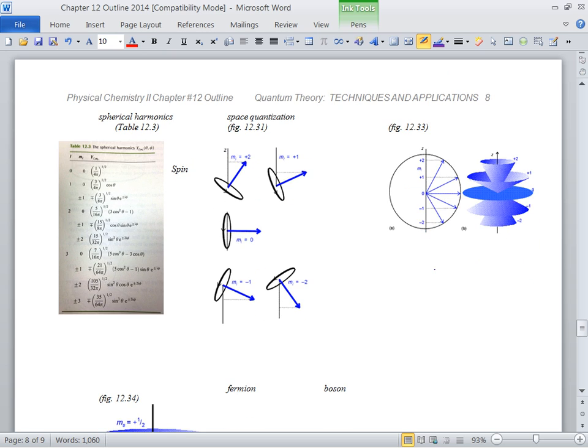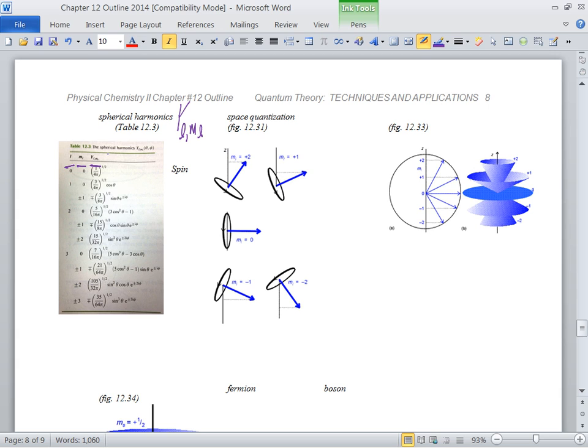So our spherical harmonics, table 12.3. Here's our wave functions, our spherical polar harmonics. They like to write this as L, comma, m sub L. So you pick an L and an m sub L, and then you can just go ahead, see here's the table, L and m sub L, and then you get your spherical harmonic wave function. And they're all nice and normalized, and everything's all good to go.